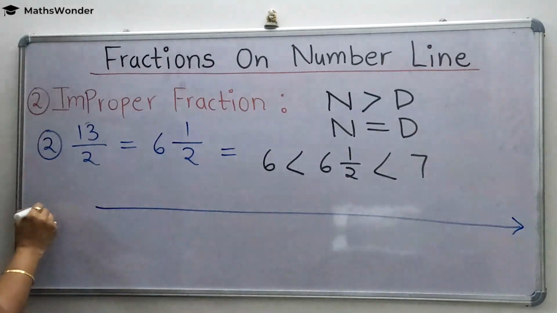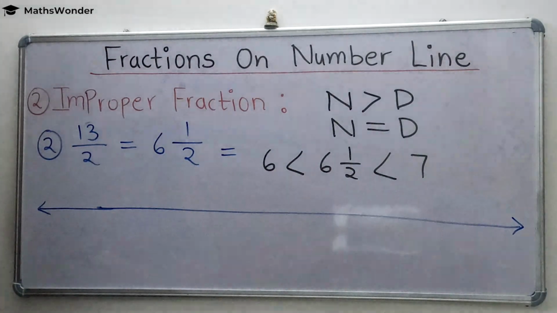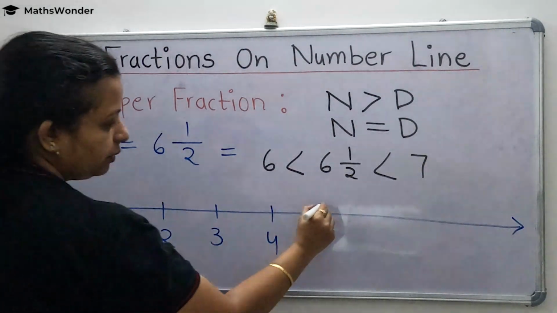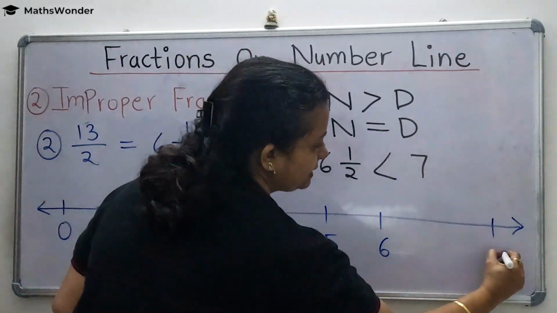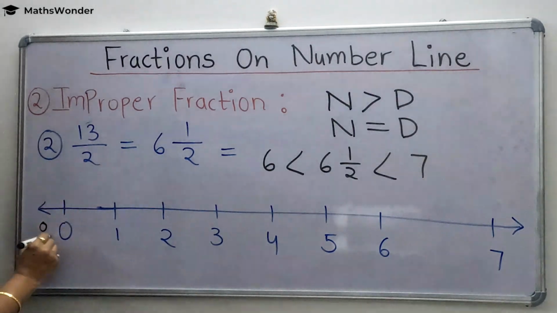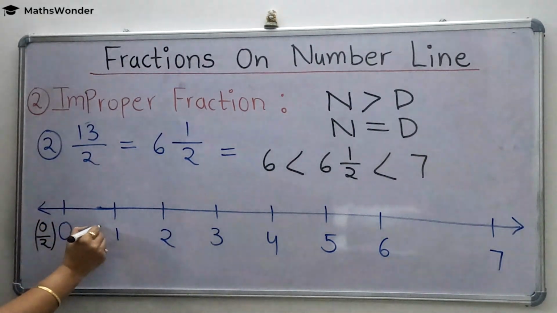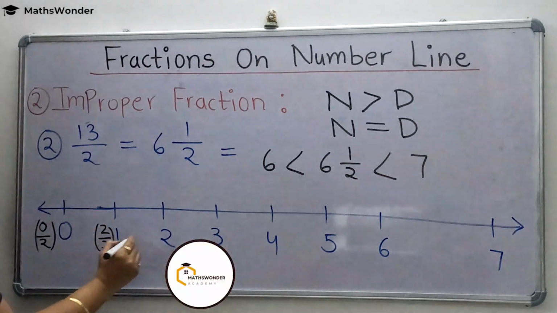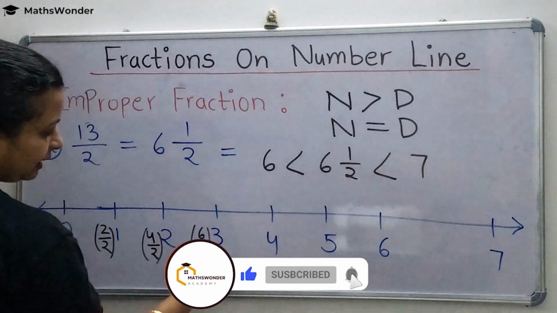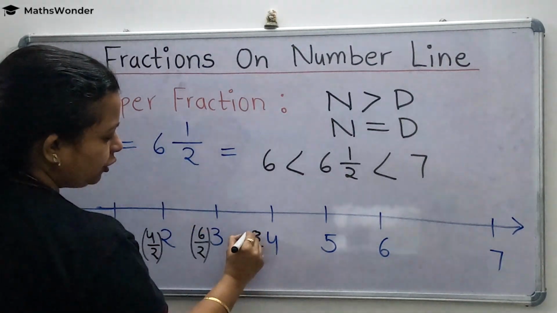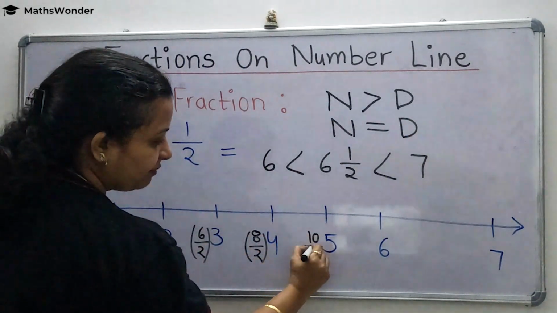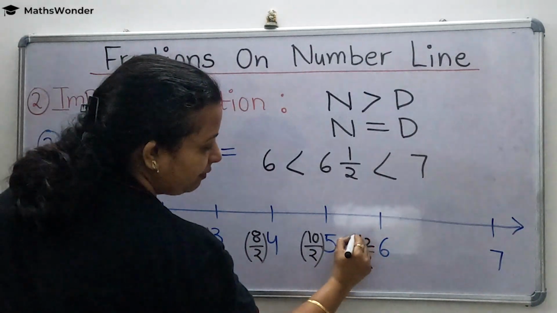This is the number line. You will start with 0. So 0, 1, 2, 3, 4, 5, 6 and 7. Now 0 over the denominator will give 0, right? Then 2 over 2 will give 1. Then 4 over 2 will give 2. Then 6 over 2 will give 3. Then 8 over 2 will give 4. After 8, which number will come? 10 over 2 will give 5, isn't it? 12 over 2 will give 6.